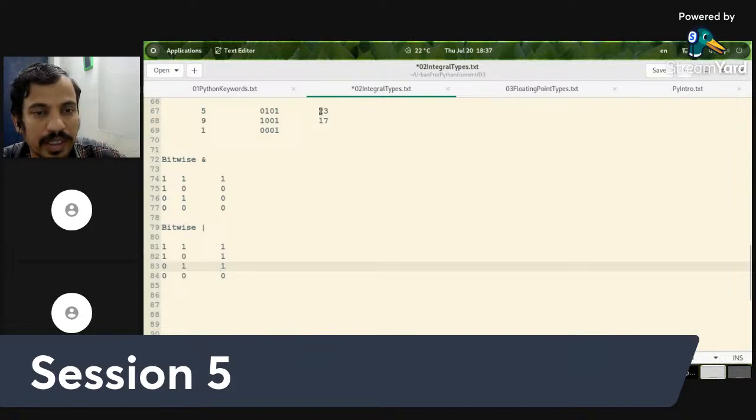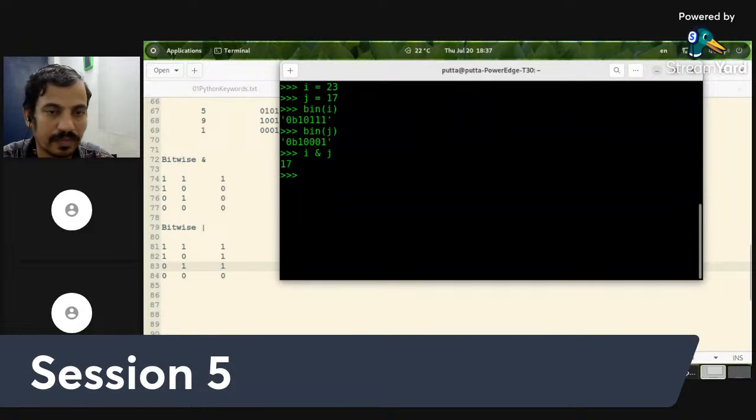So find out 23 bitwise OR 17. What is the result of it? i pipe j. The pipe operator stands for the bitwise OR operation. What is the result of i OR j? Bitwise i OR j.